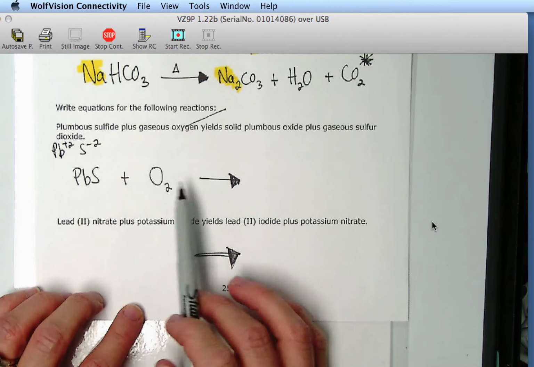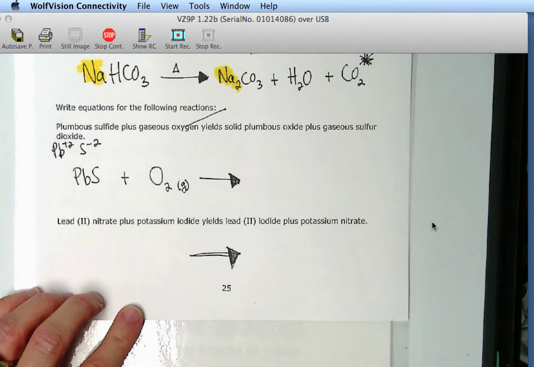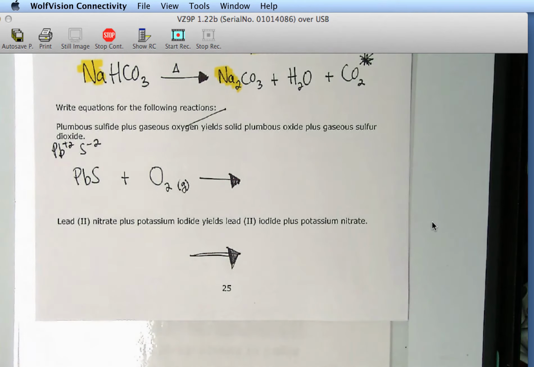So you could see something like this. That means gas, but that's all it means. You'll see state symbols sometimes: S for solid, L for liquid, G for gas, AQ for aqueous. But don't let it throw you off. It's still just a chemical equation, and I'll talk about this more in lab.